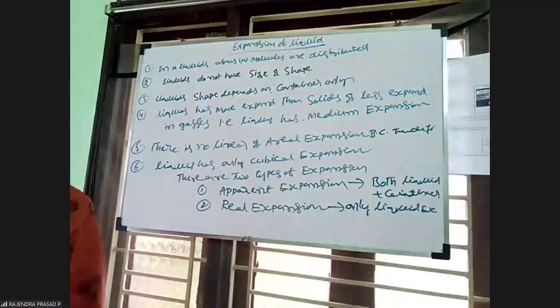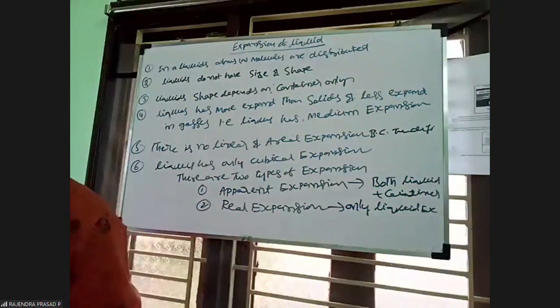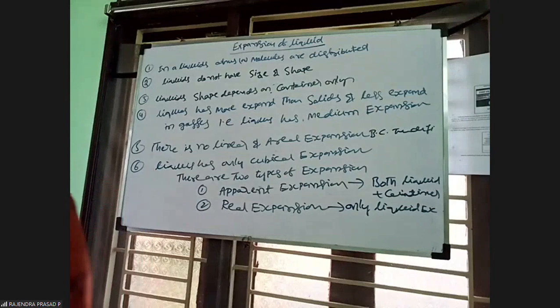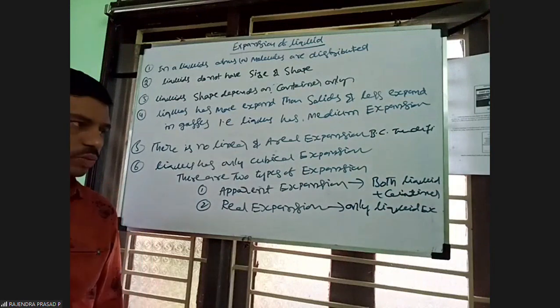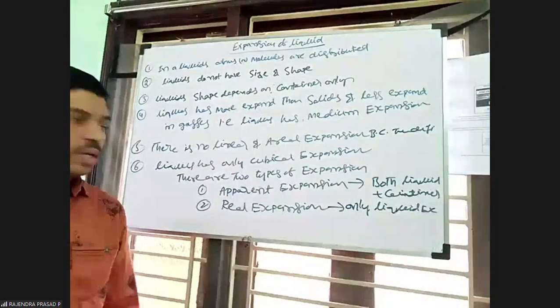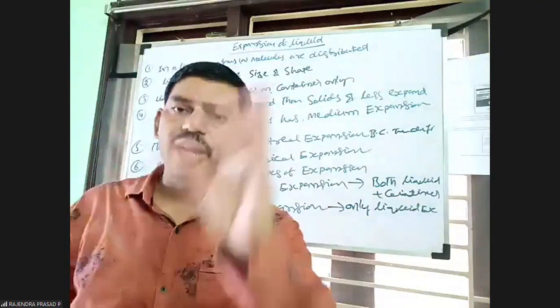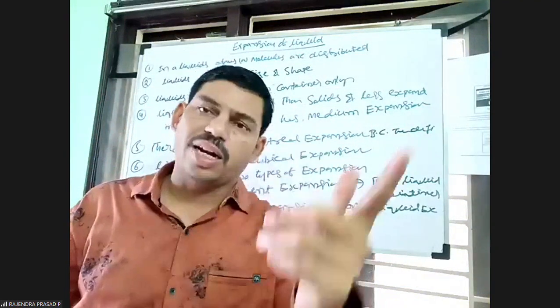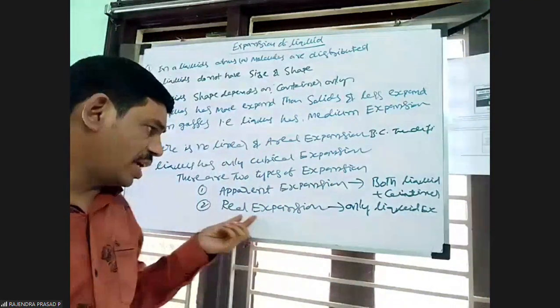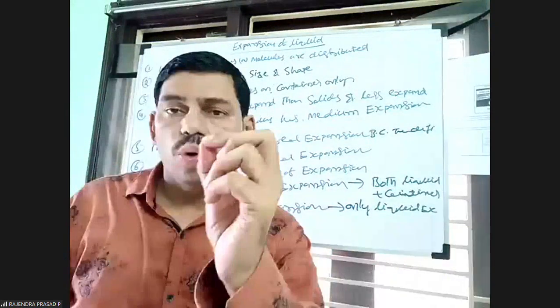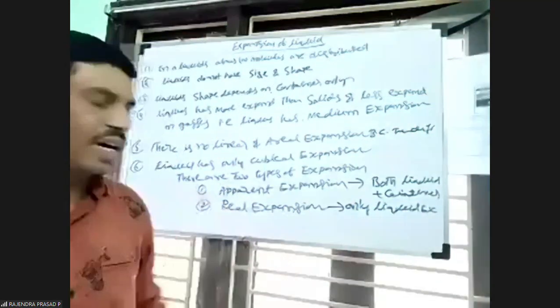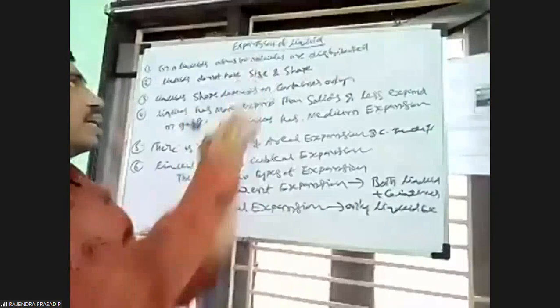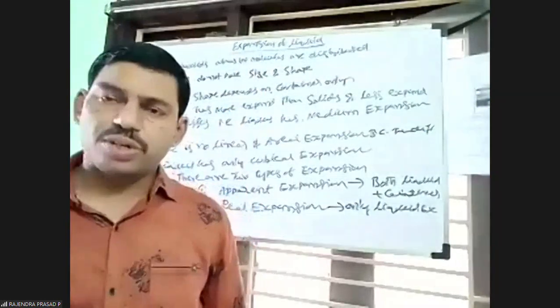Both liquid and container. So apparent expansion means liquid and container expansion. Real expansion means only liquid expansion. So this is the introduction for expansion of liquid.